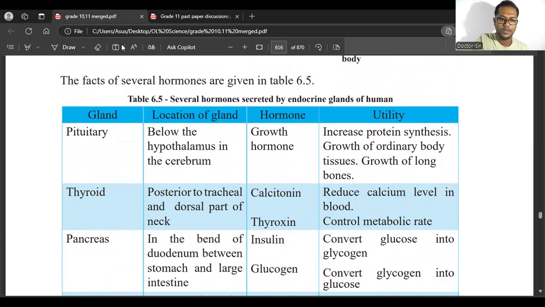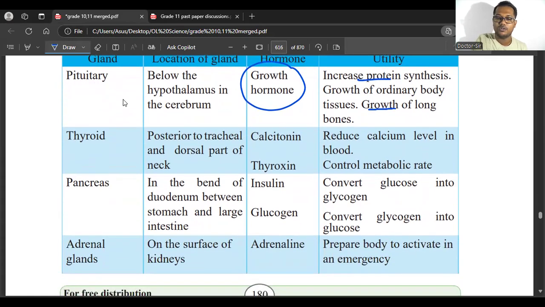Pituitary gland, they secrete the growth hormone. So they control the growth of our body. They increase the protein synthesis and control the growth of our body. Then we have a thyroid gland. Thyroid gland forms calcitonin and thyroxine. Usually thyroxine controls the metabolic rate. Calcitonin reduces the blood calcium level.